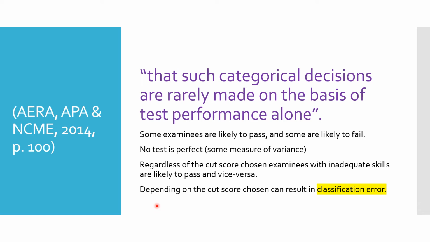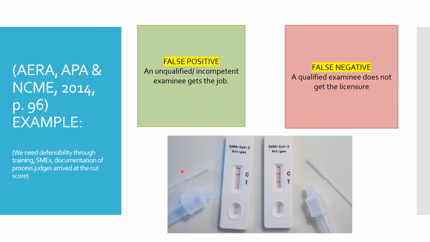So this is what we term as classification error, and we can think of the COVID antigen test in this slide. So a false positive happens where an unqualified or an incompetent examinee gets the job, and a false negative is where someone who has the knowledge or skills, they fail. So for example, think about the danger in that. If we think about the COVID antigen test, imagine someone who is actually positive and they get a false negative. How many people are they probably spreading that to?